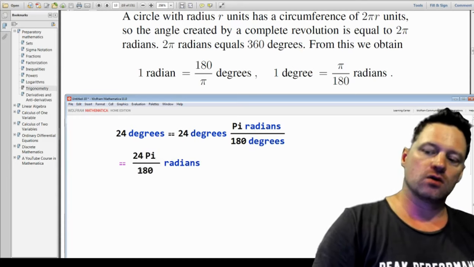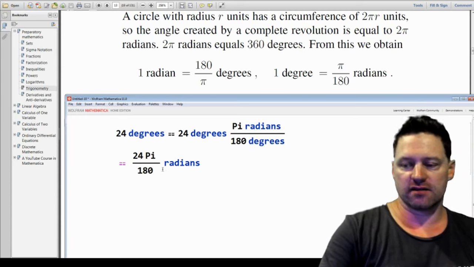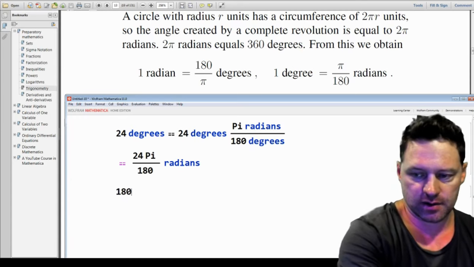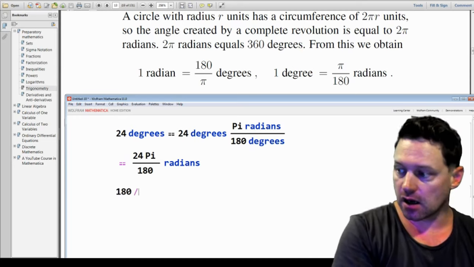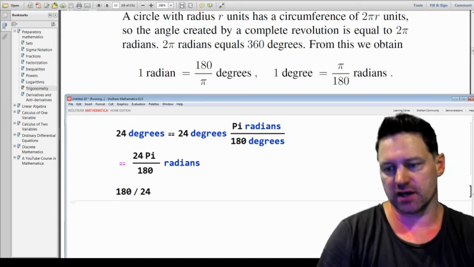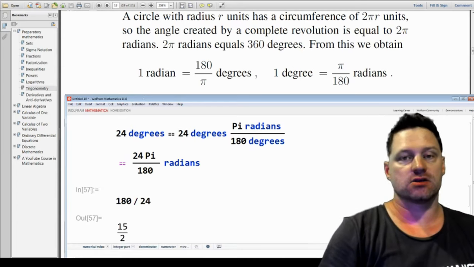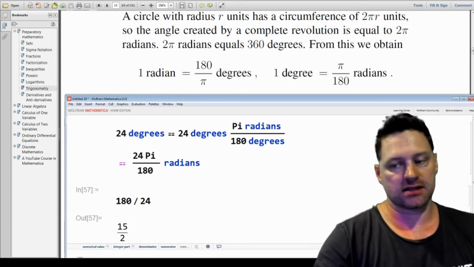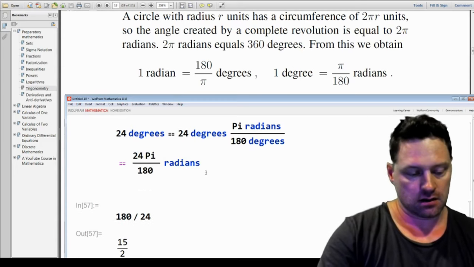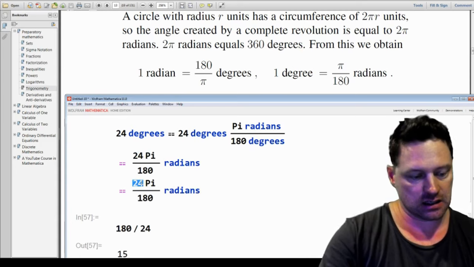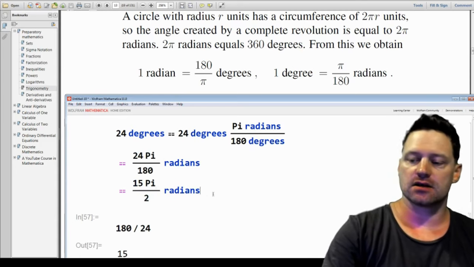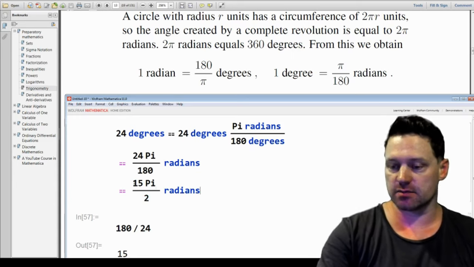Okay, so I think that 24 goes into 180, but let's check. So I'll open up a math cell. I'll divide 180 by 24. Well, not quite, so it's 15 over 2. Okay, so we can simplify it now and say that we have 15 halves pi radians. Okay, what if you wanted a numerical estimate of that?